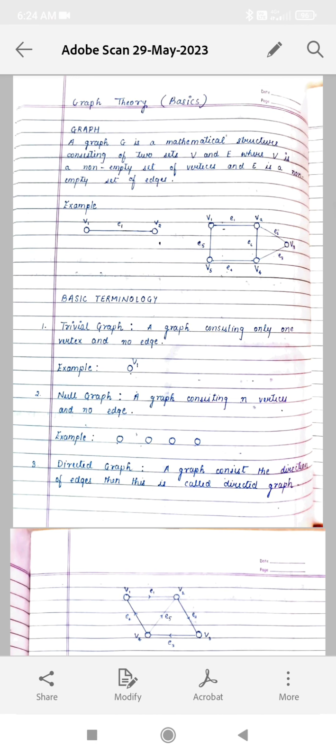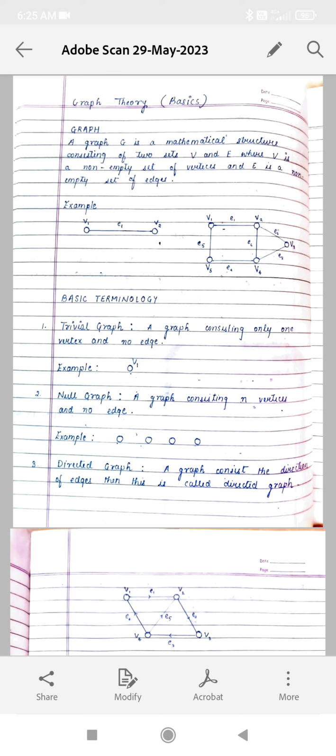So what is a graph? A graph G is a mathematical structure consisting of two sets V and E, where V is a non-empty set of vertices and E is a non-empty set of edges, as you can see in the figure. For figure 1, V1 and V2 are the vertices and E1 is the edge.